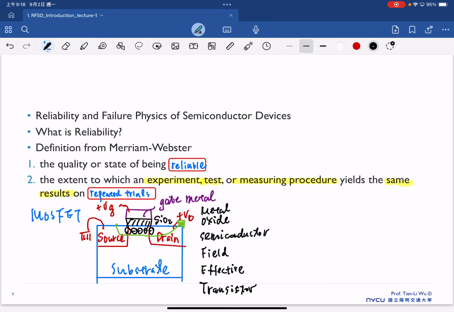So if you look at the name of this device, it comes from the meaning of, first, the device structure: we have a metal, we have an oxide, we have a semiconductor. And because we apply the voltage that's related to the electric field, that's why we call this a MOSFET.